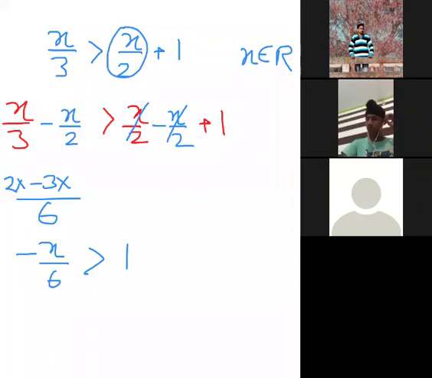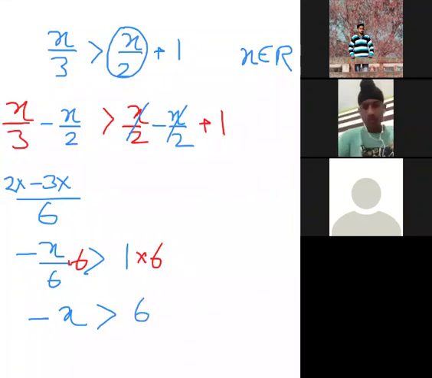Now we need to multiply by 6 on both the sides. I am multiplying by 6 on both the sides. What it will become now? Minus x is greater than 6. Now we need to discuss about the x. It is minus x. So multiply by minus 1 on both the sides.